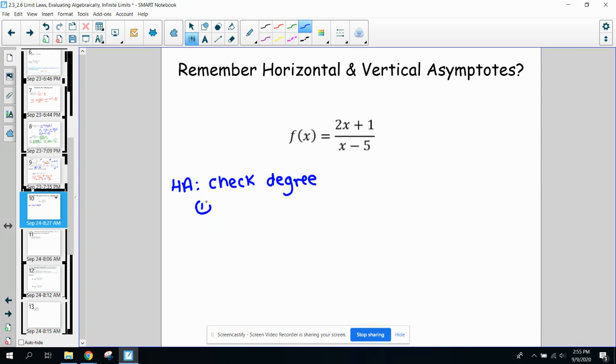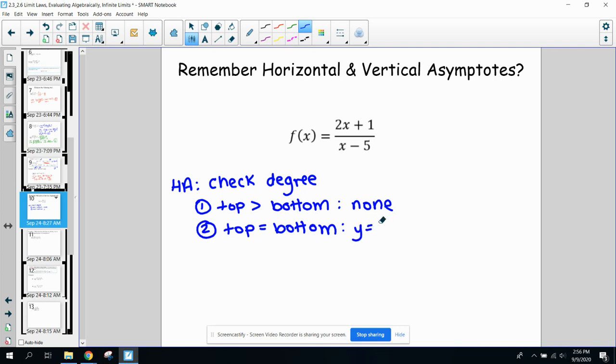When you check the degree, there are really three things that could happen. The top degree of the numerator can be greater than the bottom. So top is greater than bottom. When that happens, the horizontal asymptote is none, when the top is bigger. Option 2 is what happens when the top is equal to the bottom. When the top and the bottom are equal, our horizontal asymptote is y equals the ratio of the coefficients.